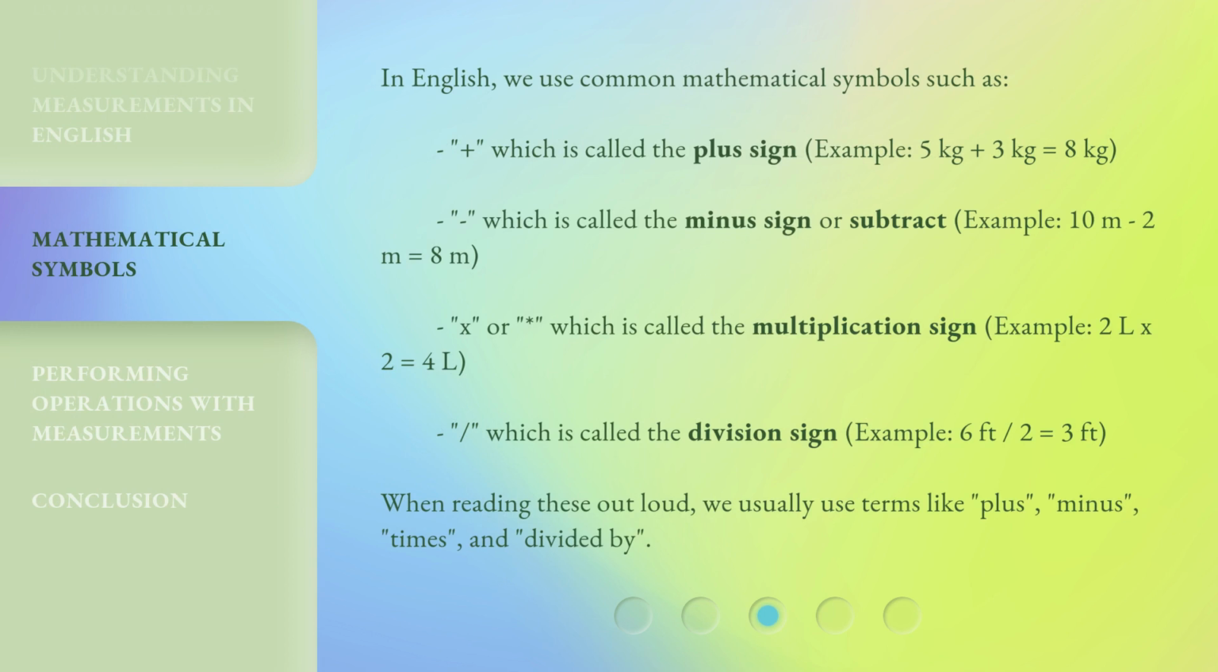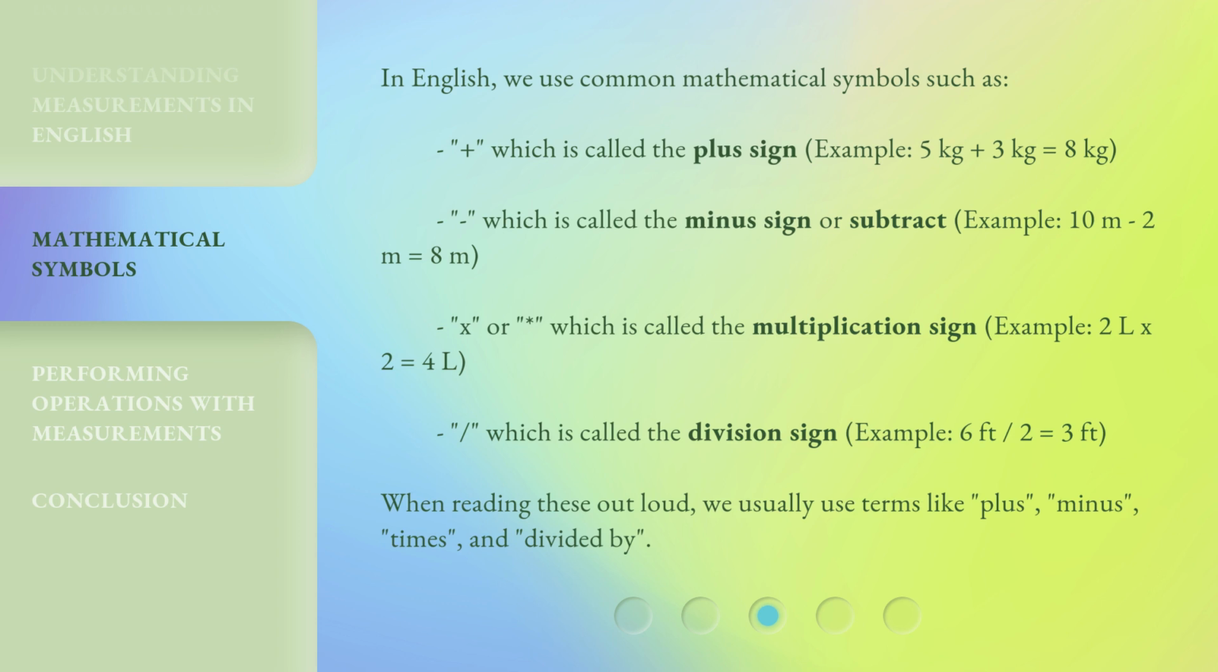In English, we use common mathematical symbols such as the plus, which is called the plus sign. Example: 5 kilograms plus 3 kilograms equals 8 kilograms. The minus, which is called the minus sign or subtract. Example: 10 meters minus 2 meters equals 8 meters.